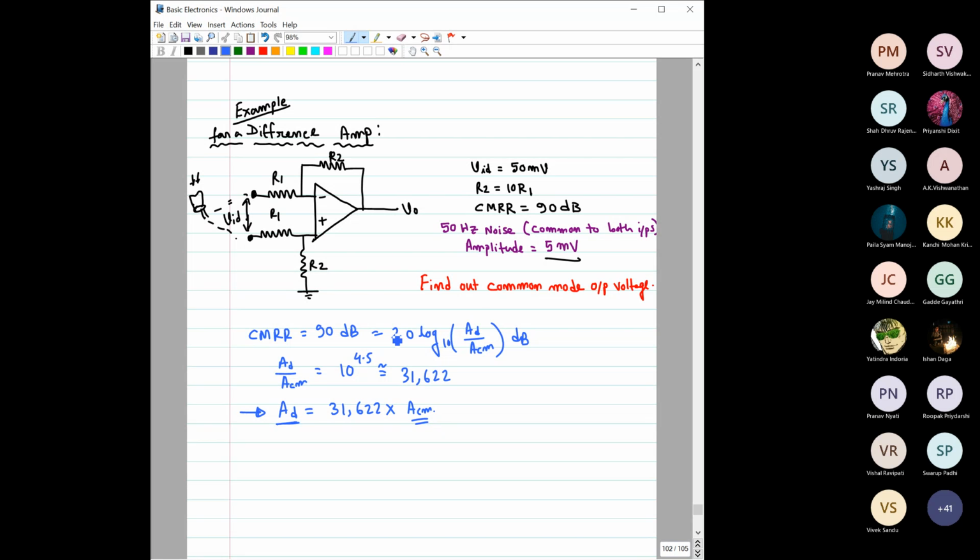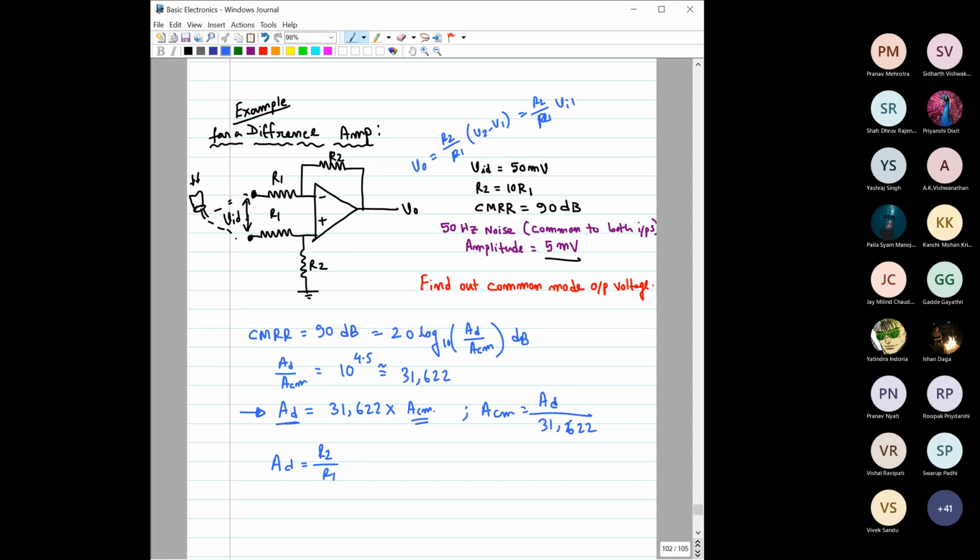This is one thing. However, we are now interested here to find what is the common mode output voltage. So we should find what this ACM is. ACM would be equal to AD divided by 31,622. Now what is AD? AD is the differential gain for this difference amplifier. So for this difference amplifier, what is the gain? It is nothing but R2 by R1. You remember? Because here V output is equal to R2 by R1 into V2 minus V1.